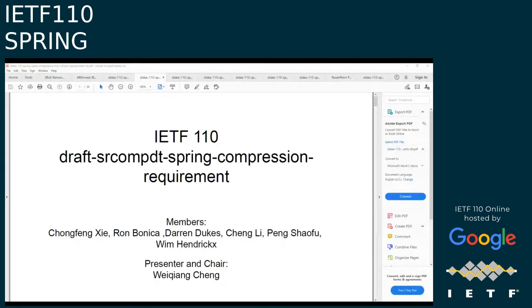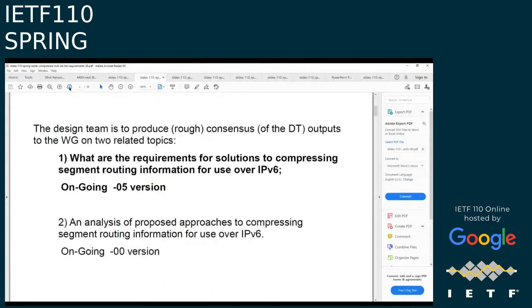Okay, so this one is the requirements draft, and I think here, next page. I did not see any change. So it did change, I suppose. We are seeing the second page.